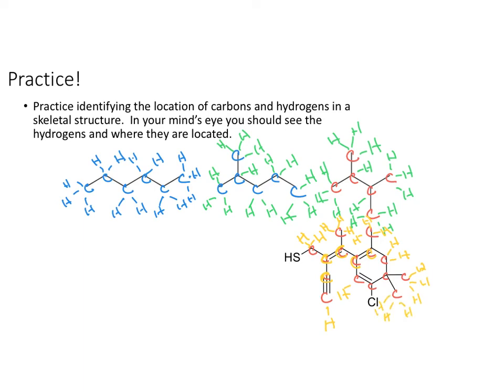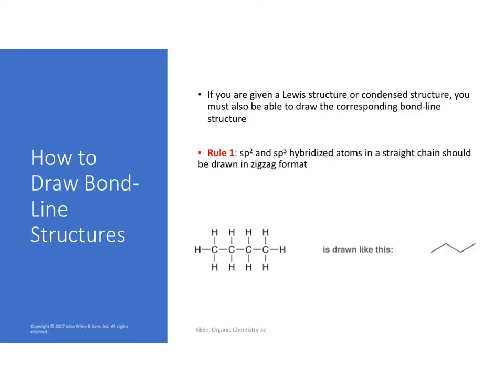So what you're looking for here is first to identify where the carbons are, then make sure that each carbon has a total of 4 bonds. If 4 bonds aren't shown, you make up for the lack of bonds with hydrogens. So if you're given a Lewis structure or a condensed structure, you must also be able to draw the corresponding bond line structure. So rule number 1, sp2 and sp3 atoms should always be drawn in a zigzag format.